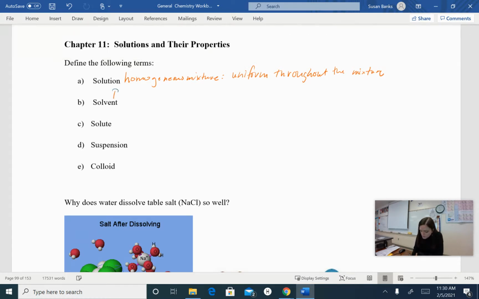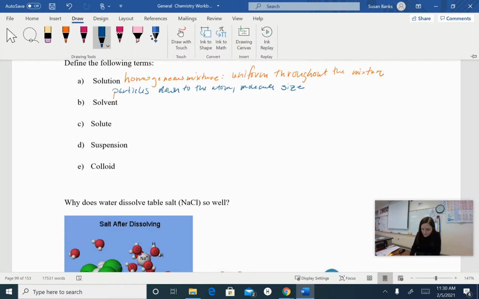So particles are down to the atom or the molecule size. So we have things dissolved down to individual atoms or individual molecules. So we're very, very tiny particles. That's how we get that uniformity. All right, solvent. Let's define that.